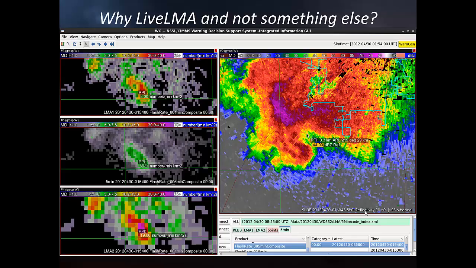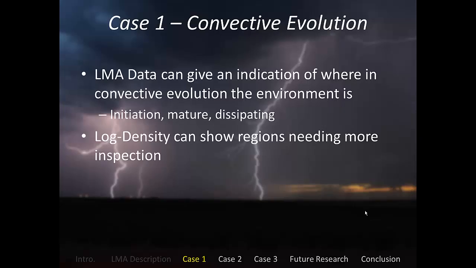So why are we using LiveLMA and not something else? Well, at the time when the LMA was deployed across West Texas, we didn't have our AWIPS-II system installed. All we had was AWIPS-I, and the decision was made to wait to be able to get gridded data like this into AWIPS-II, so we could still generate products, but mainly in a research, offline and post-event method. So the only real way that we could get data into our office was using the LiveLMA software.